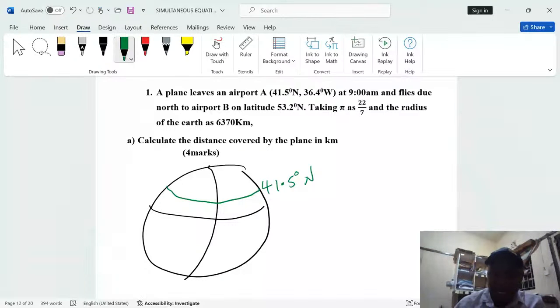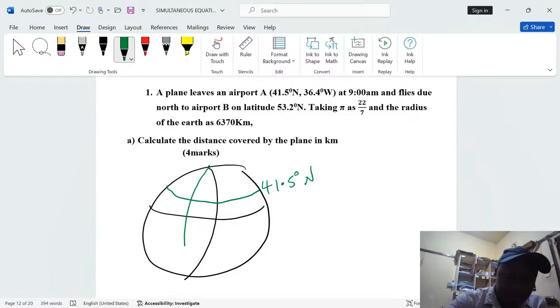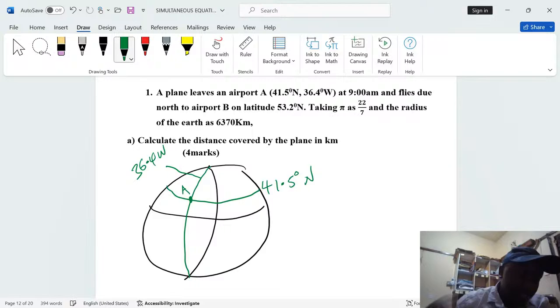Now, the place is also 36.4. So 36.4. The intersection here is giving us place A. This is 36.4 in the west. Therefore, that is where place A is. Now, a plane is going to move towards the north until we are at 53.2.